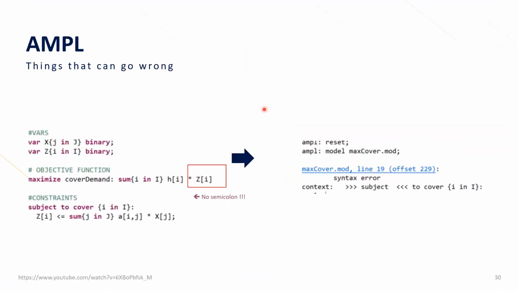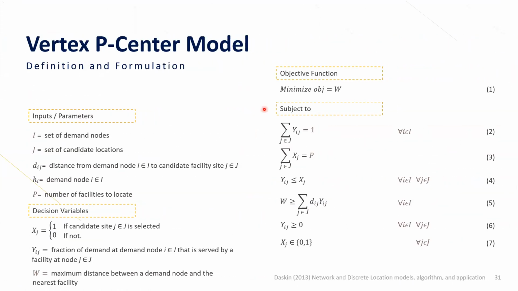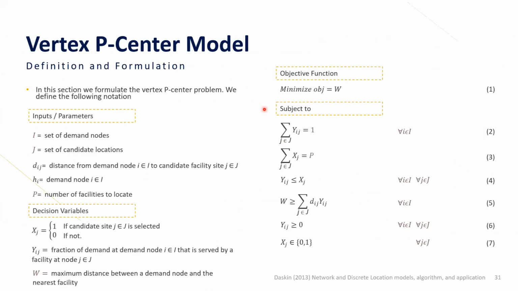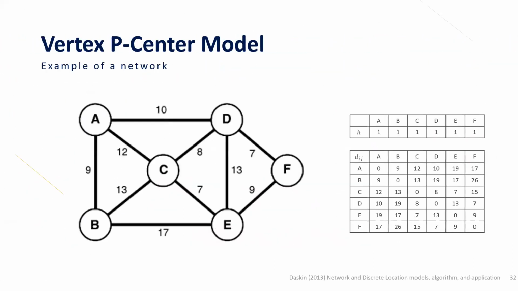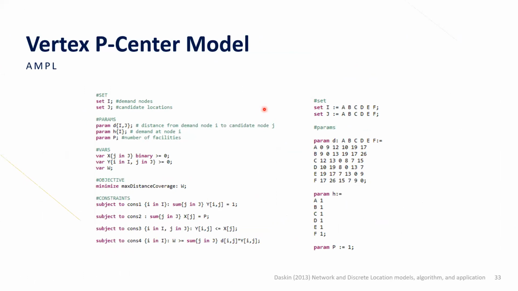Those are things. And forgetting to put a semicolon is also a problem that will raise an error. And okay, that's all about the errors. Let's try another example: how to formulate p-center models. For this one, I will just give a short explanation. We will have the data like this, and we will create the model as follows.